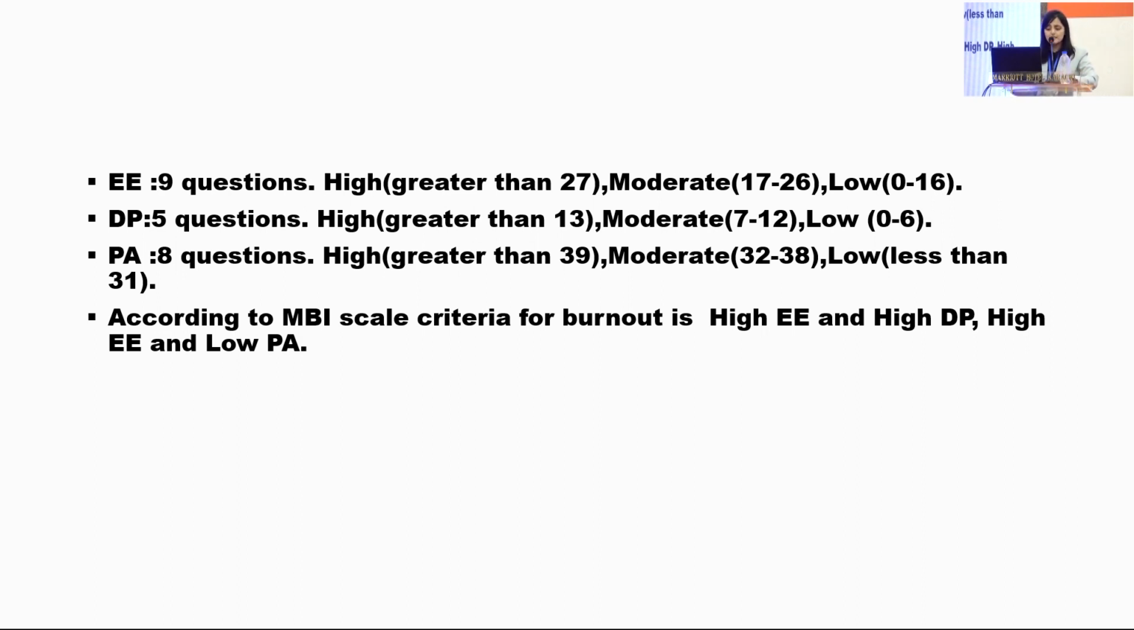According to the MBI scale criteria for burnout, we have to calculate if it's high emotional exhaustion or high depersonalization, or high emotional exhaustion or low personal accomplishment.